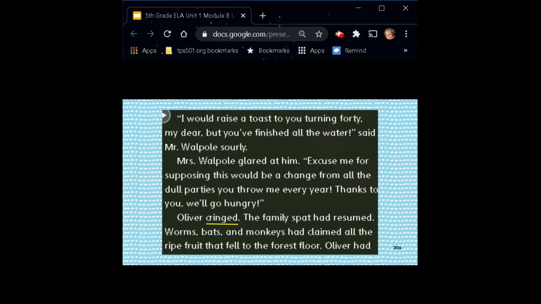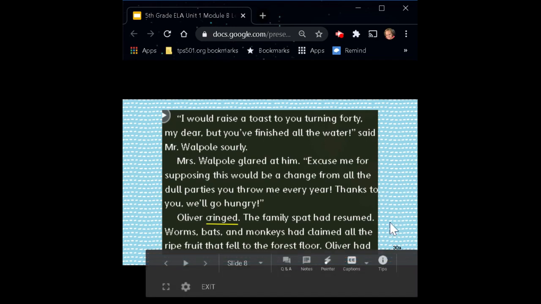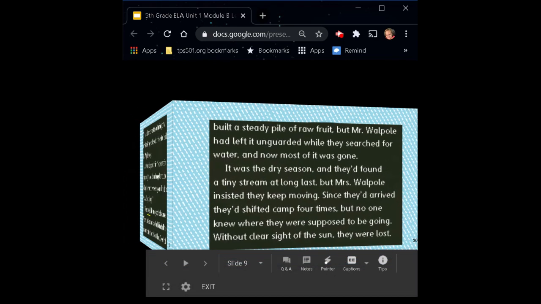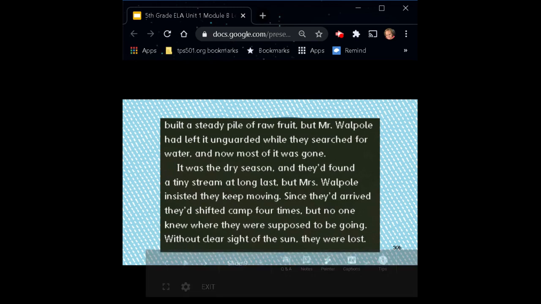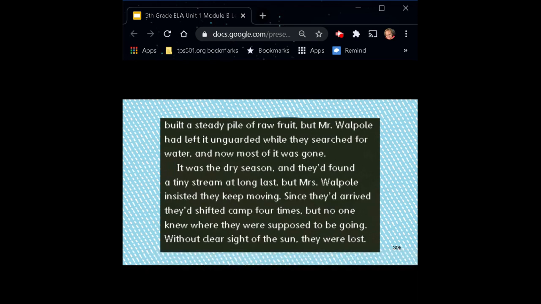Worms, bats, and monkeys had claimed all the ripe fruit that fell to the forest floor. Oliver had built a steady pile of raw fruit, but Mrs. Walpole had left it unguarded while they searched for water, and now most of it was gone.